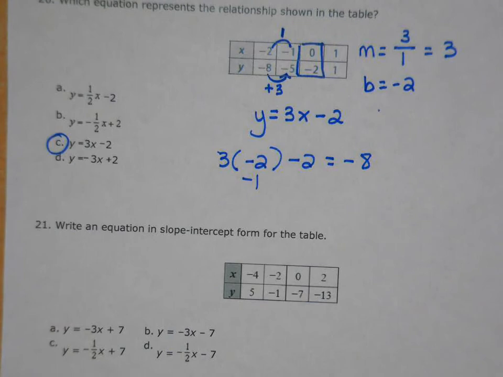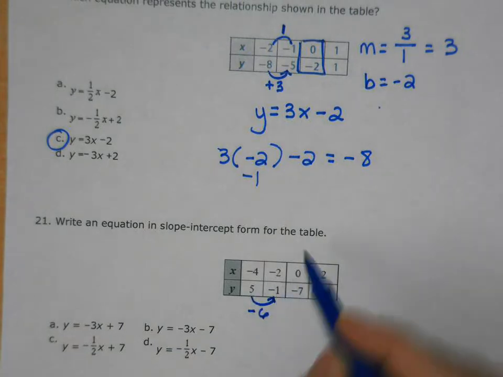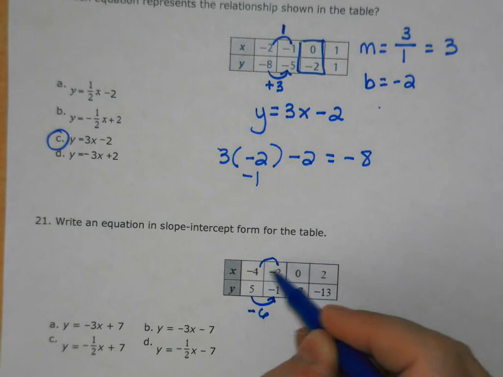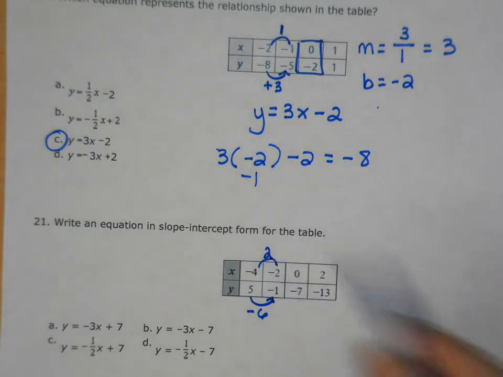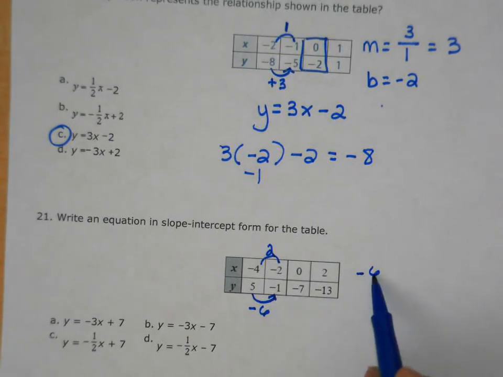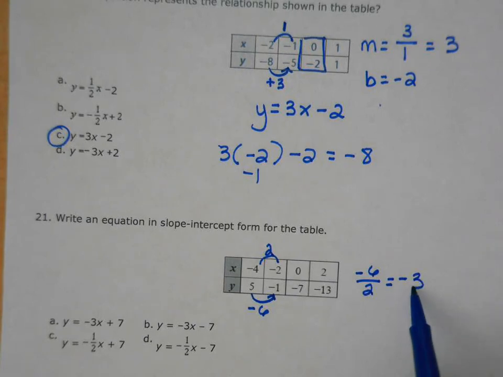Number 21, write an equation in slope-intercept form for the table. Again, I'm going to use change in y over change in x to find my slope. And so I'm going to go from here. So if I have 5 to a negative 1, that would be minus 6, because 5 minus 6 would be a negative 1. And then here I have a negative 4 to a negative 2, and so that would be plus 2. So I have a negative 6 over 2, which when I divide that is a negative 3.